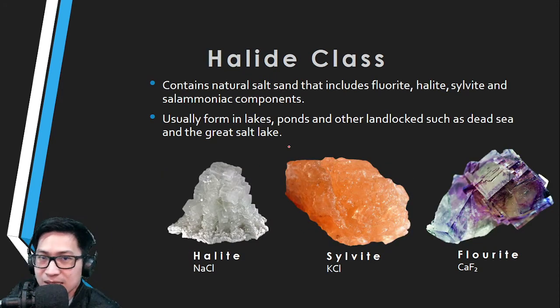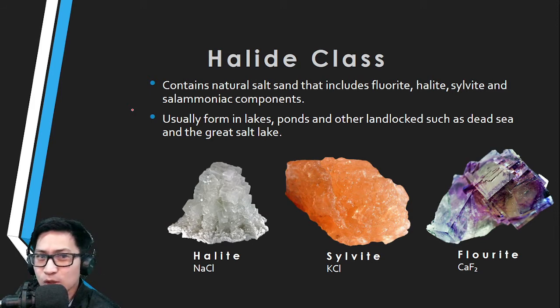Next, we have the halide class. Remember that non-silicates can either contain silicon, or contain oxygen, or neither. Wala sa dalawang yon. Okay? Now, halide class are natural salt. Halide minerals contain natural salt and include the fluorite, the halite, the sylvite, and the sal-ammoniac. Sal-ammoniac, magkahiwalay po ito, no? Usually, they form in lakes, sa mga ponds, and other landlocked waters such as the Dead Sea and the Great Salt Lake. Okay? An example of halide class are the halite, the sylvite, and the fluorite.